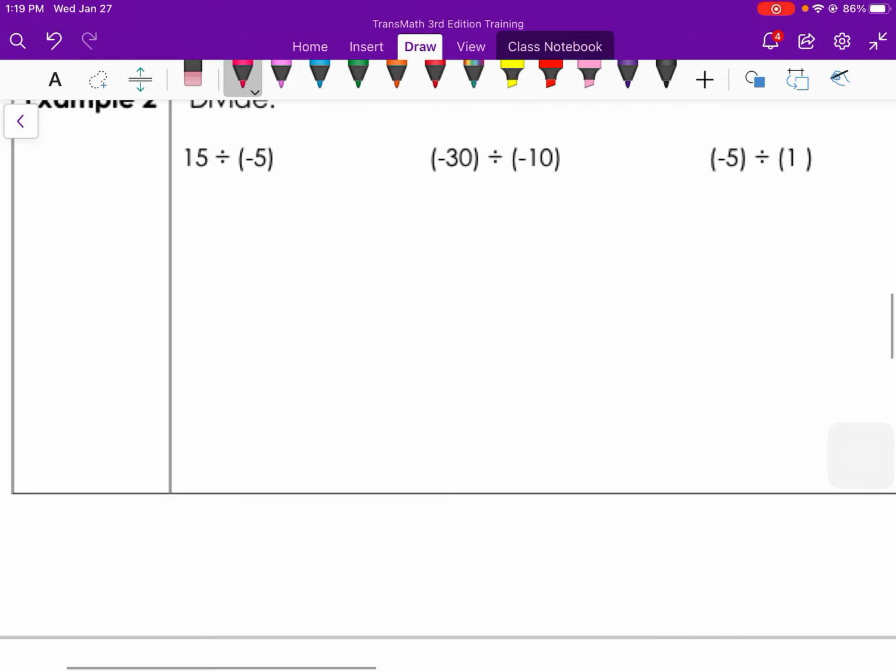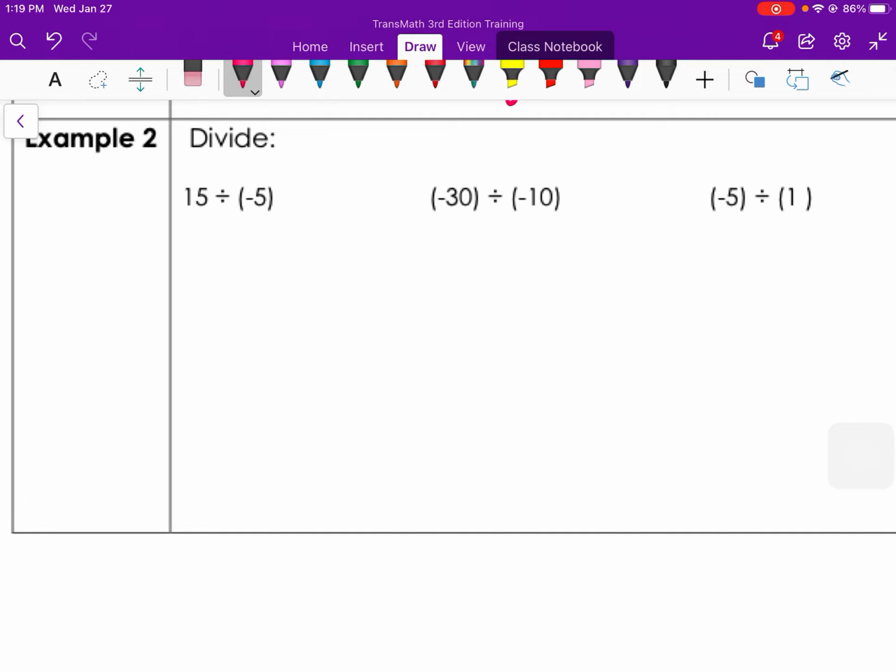So let's do a couple. 15 divided by -5. Positive divided by negative will be a negative answer, -3. You divide like normal, otherwise 15 divided by 5 is 3. Then -30 divided by -10: same signs, positive answer, positive 3.